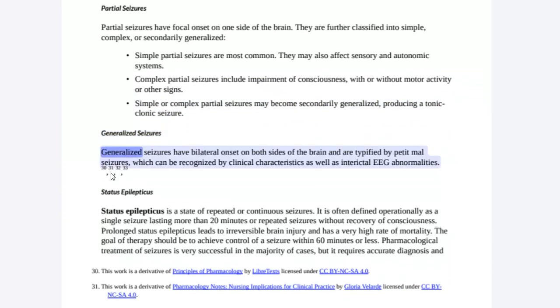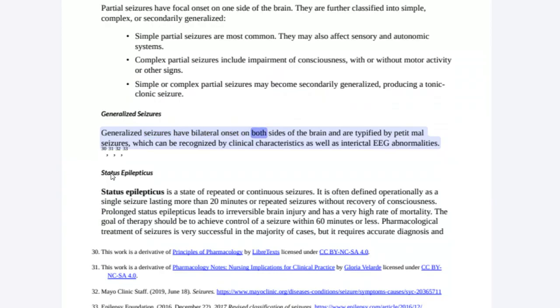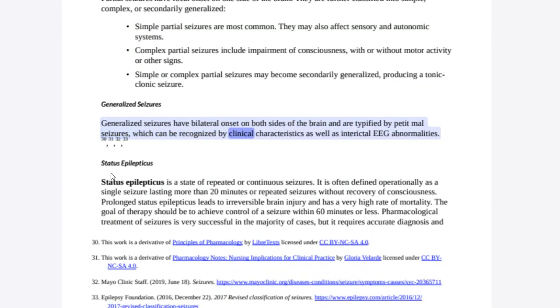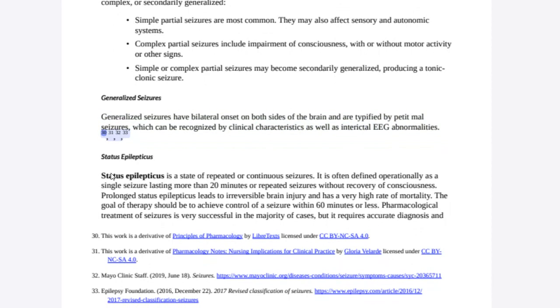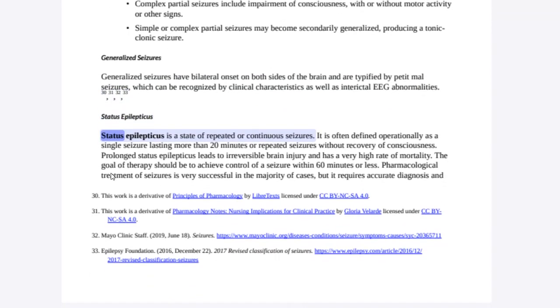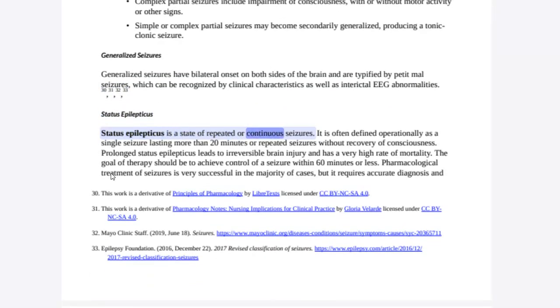Generalized seizures. Generalized seizures have bilateral onset on both sides of the brain and are typified by petit mal seizures, which can be recognized by clinical characteristics as well as interictal EEG abnormalities. Status epilepticus. Status epilepticus is a state of repeated or continuous seizures.